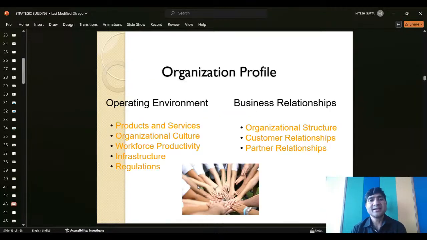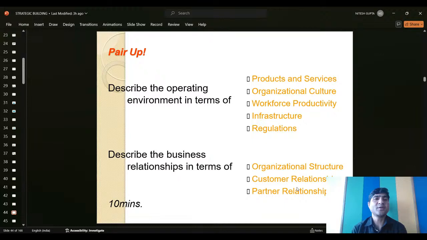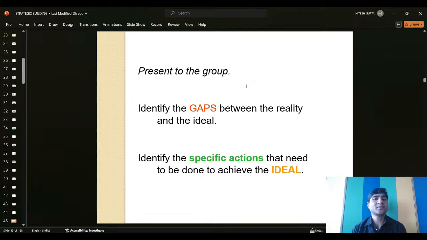Then you focus on baseline. Baseline includes organization profile, operating environment, which includes products and services, organization culture, workforce productivity, infrastructure, and regulation. And business relationship includes organization structure, customer relationship, and partner relationship. That is how the organization profile goes. Now, how will you pair up? Describe the operating environment in terms of products and services, organization culture, workforce productivity, infrastructure, and regulation. Then you will have to describe the business relationship in terms of organization structure, customer relationship, and partner relationship. And then you will have to present to the group. Identify the gaps between the reality and the ideal. Identify the specific action that needs to be done to achieve the ideal.